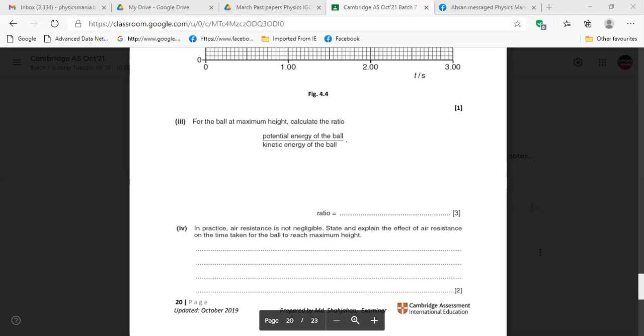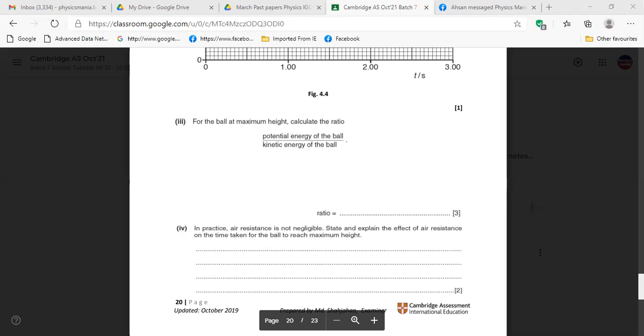Your height is how much, Navid? 11. So your height is 11 meter. Then your g is 9.81. V you already got, 8.5. So what is the ratio coming?